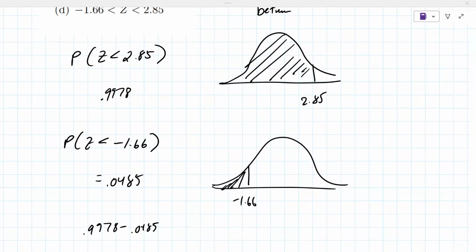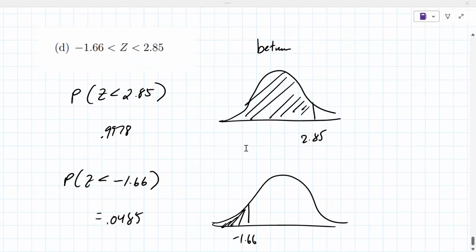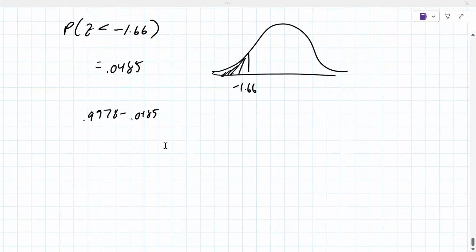So all the other problems tend to fall into one of these types, left-tailed or right-tailed or between. And so you'll be doing a bunch of those in this course.